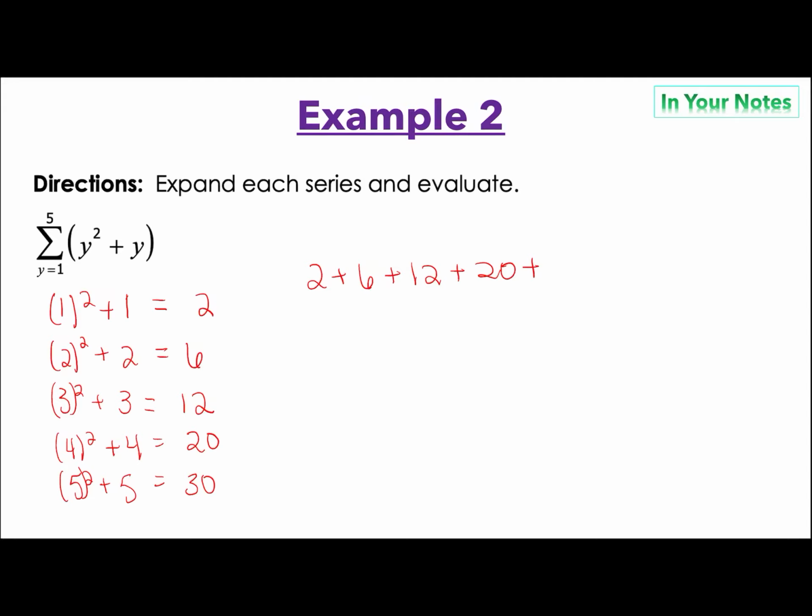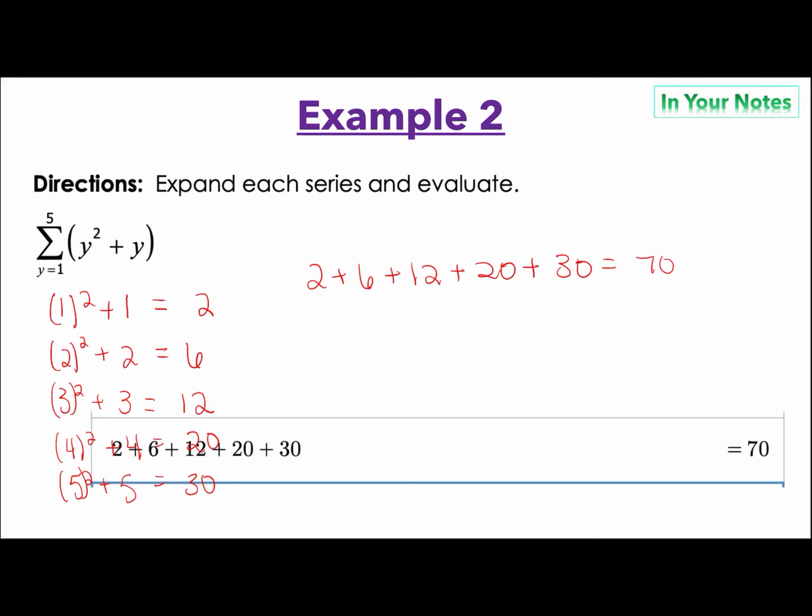So 2 plus 6 plus 12 plus 20 plus 30 is equal to 70.